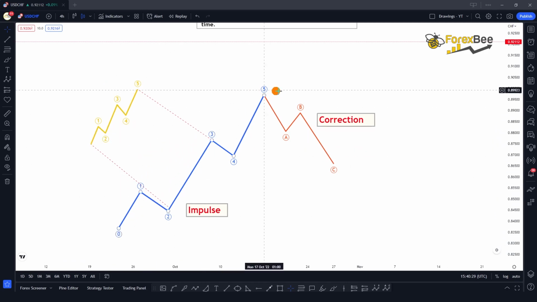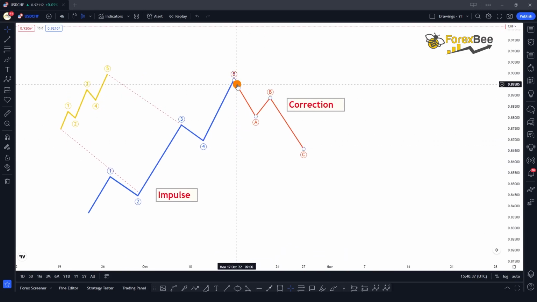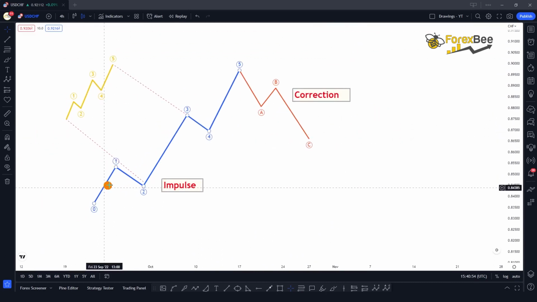Now after this impulsive move, there is always a corrective move or correction in the market, and that correction is represented by the waves in the form of A, B, and C. Now once the C point is reached, the Elliott wave pattern is complete, and now again the market will start to form another Elliott wave. So according to the Elliott wave theory, the market always moves in the form of Elliott waves.